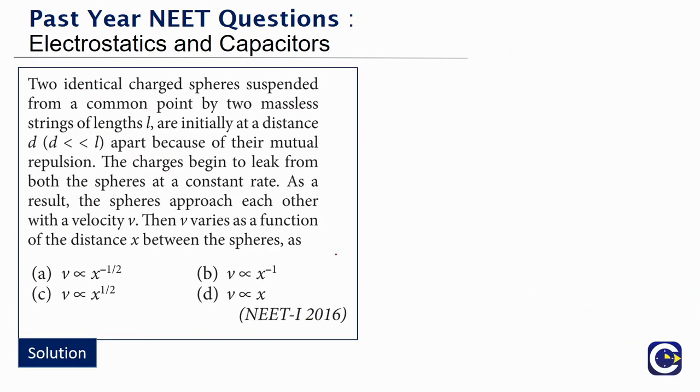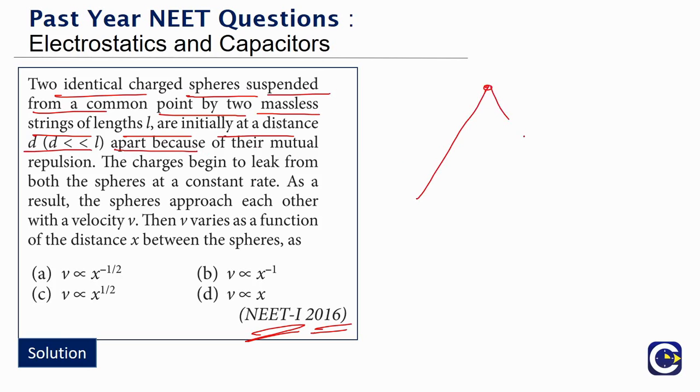Next we have another interesting question. This has come in the year 2016, paper 1. Two identical charged spheres suspended from a common point by two massless strings. The length of the strings is L. They are initially at a distance d, which is very less in comparison to L. Means we are having two of these charged spheres, which are connected to these massless strings. Length of the strings is L. Both are identical. Initially they are at a separation d.